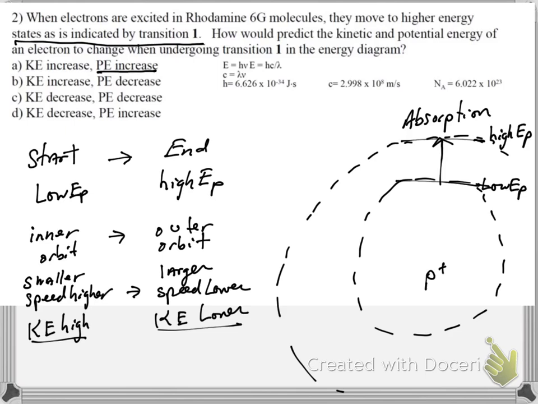So given this information, we would pick A or D. The potential energy definitely has to increase as we're going through absorption. The kinetic energy cannot increase with the change in potential energy. It is that the kinetic energy decreases because of the bigger orbit. Okay, so that would be answer number D.